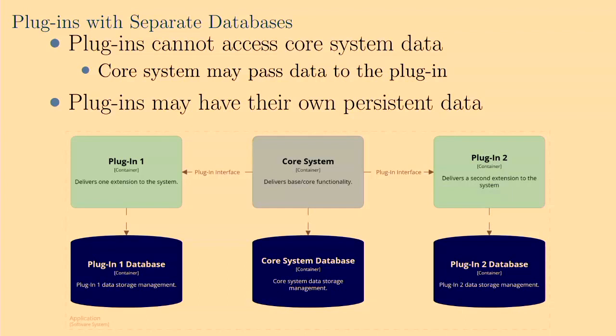Now, a consequence of the independence principle is that my plugins can't access the core system data. The core system can pass data to the plugin, and the plugin can pass data back, so you can actually get some work done. But anything that needs to be persistent, if the plugin has to store anything, has to have its own data persistence mechanism. It doesn't use the core system's persistence.